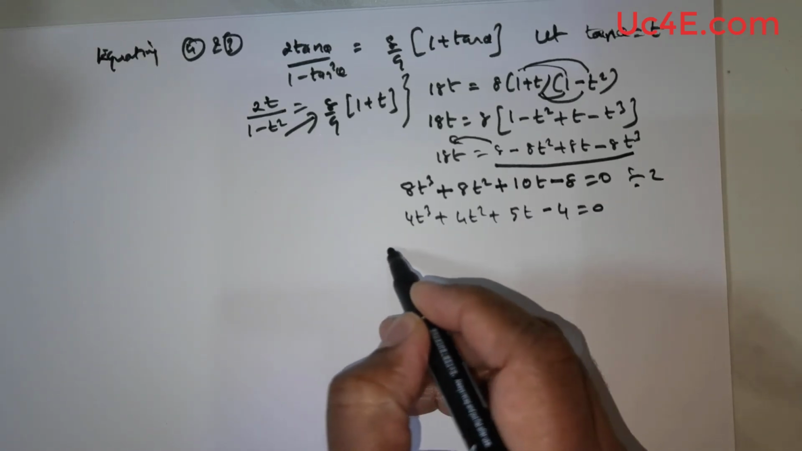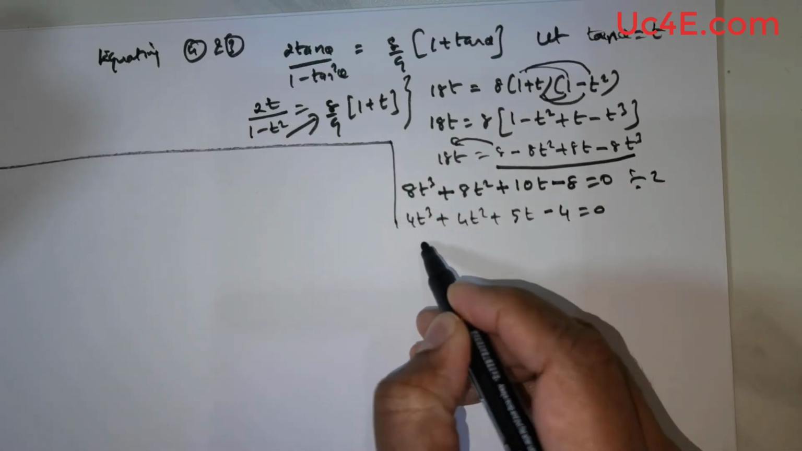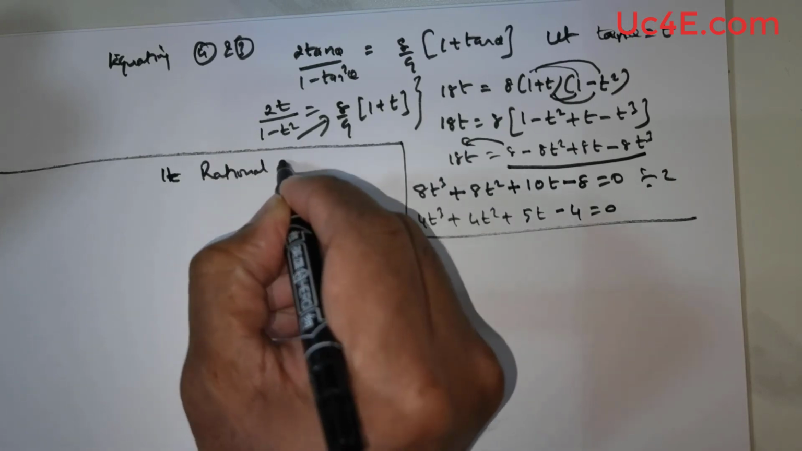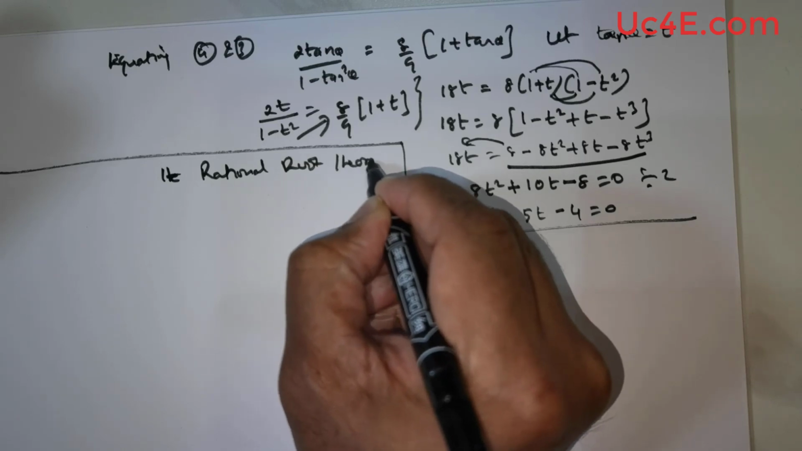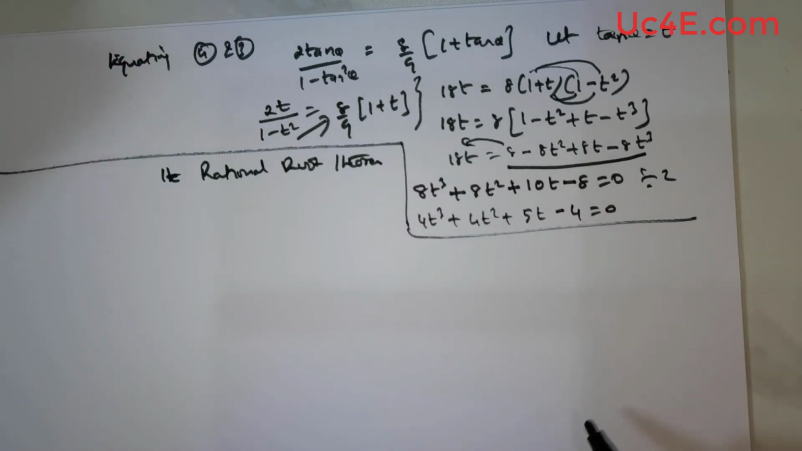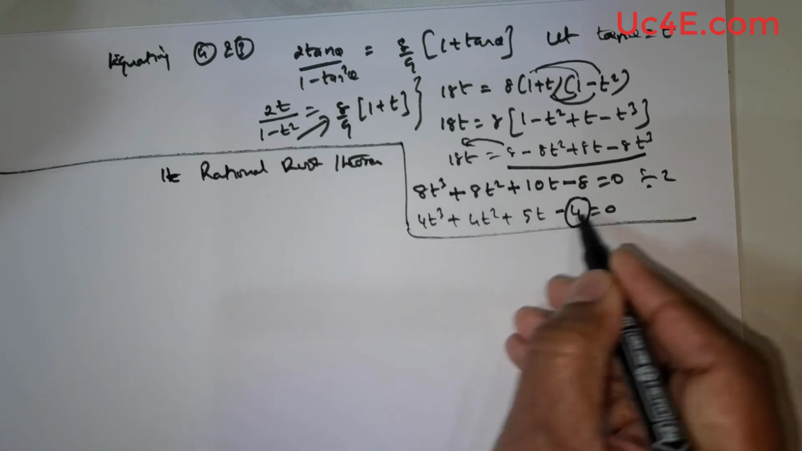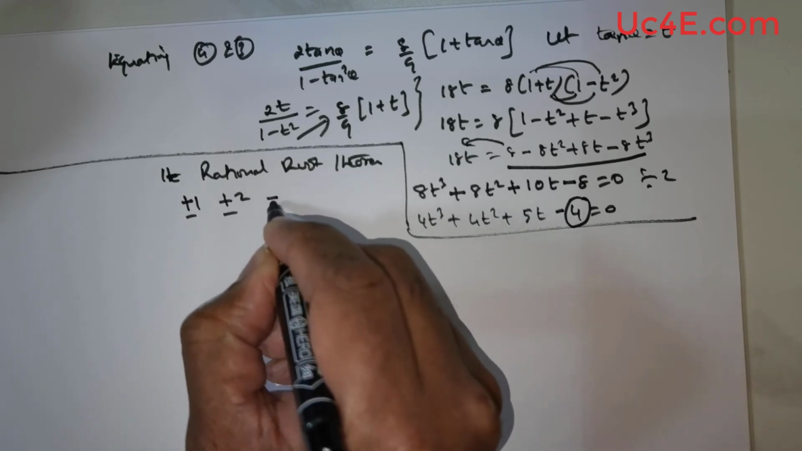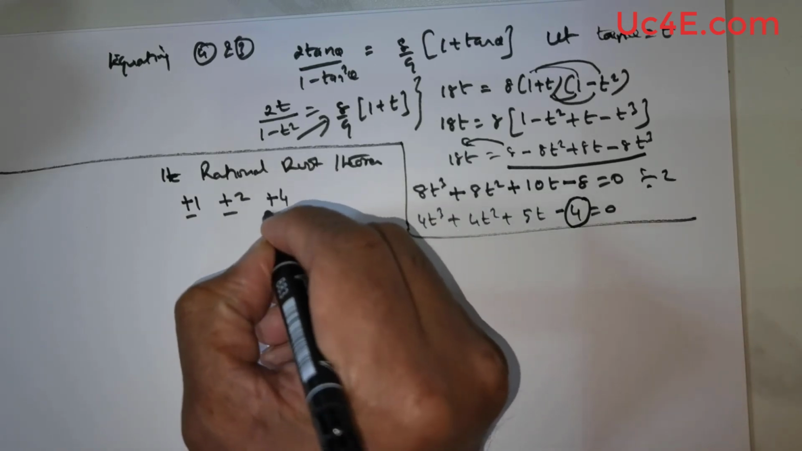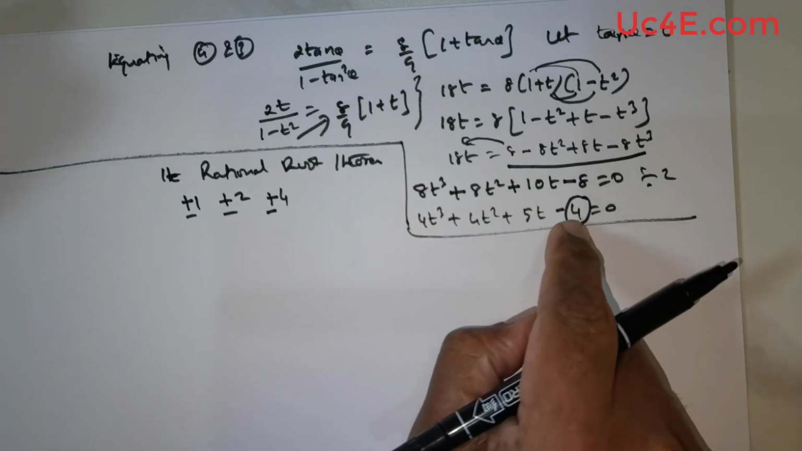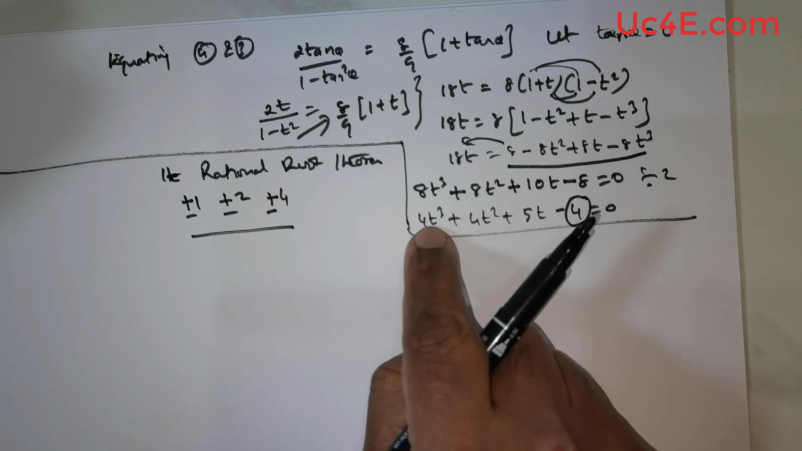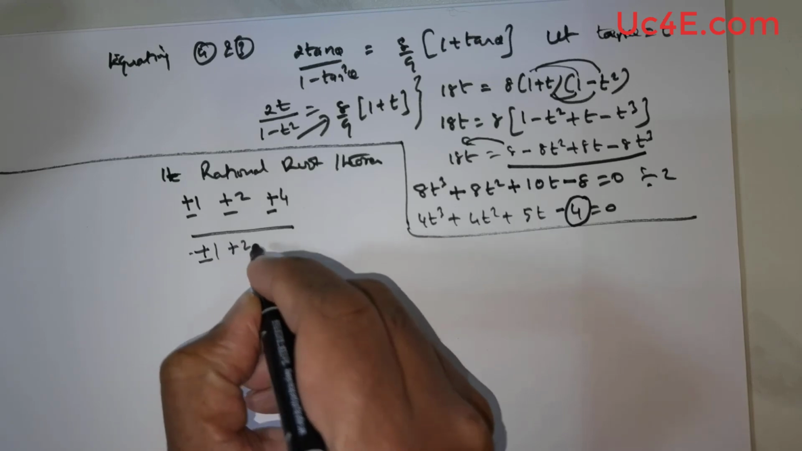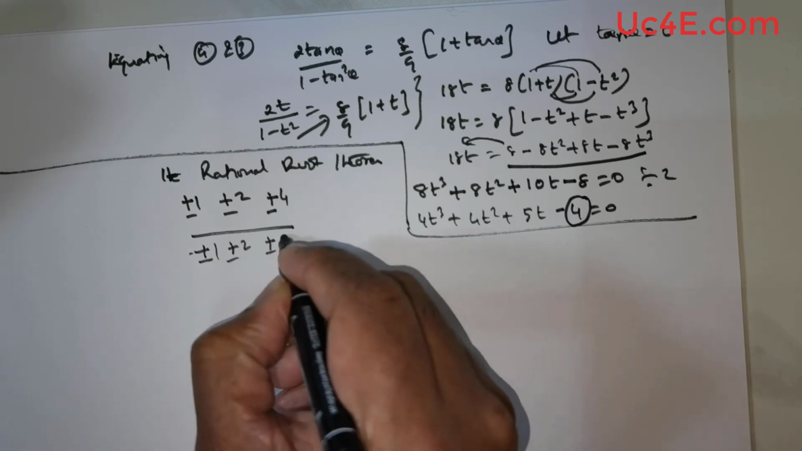Now what we will be utilizing is the rational root theorem. So what exactly is the rational root theorem? You take the factors of 4, it's actually negative 4. So that's going to be plus 1 or minus 1, plus 2 or minus 2, and you got plus 4 or minus 4. So these are the factors of this quantity. Now you take the factors of the leading coefficient, that's 4. The factors are plus or minus 1, plus or minus 2, plus or minus 4. So these are the factors.